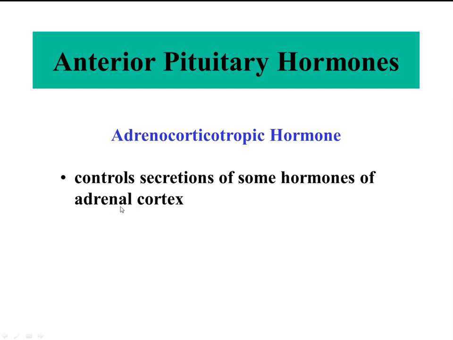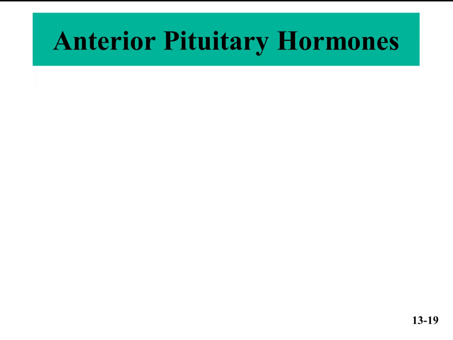Now that adrenal cortex will produce another set of hormones, and we will talk about those. The outer layer of the adrenal glands are specific to these target cells, and then it causes the adrenal cortex to release its own hormones.